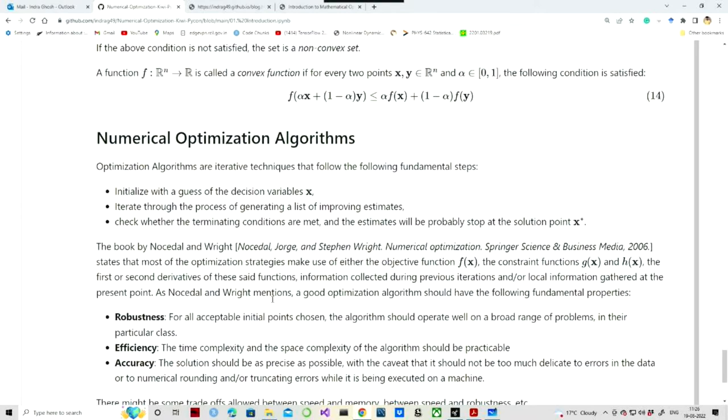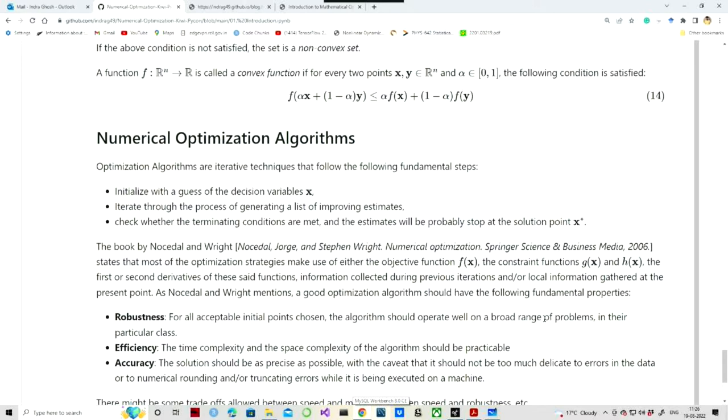So, numerical optimization algorithms. I took this from Nocedal and Wright; I have mentioned the edition number here, the 2006 edition. It states that most optimization strategies make use of the objective function f of x and the constraint functions that I showed previously, the first or second derivatives of these functions, the information collected during previous iterations, and local information gathered at the present point.